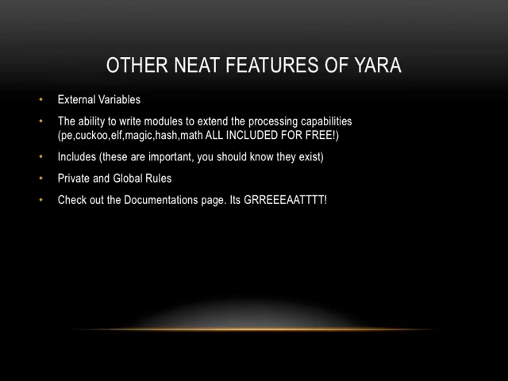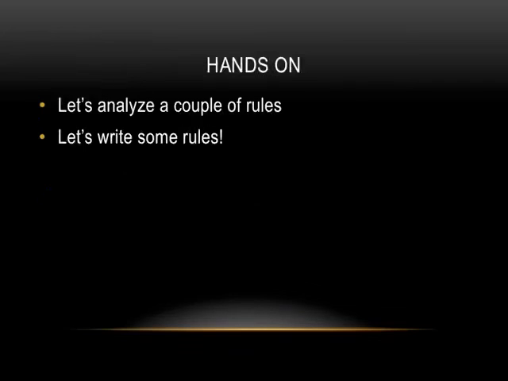You can write private and global rules. Private rules are just rules that if that condition is met for that rule, then continue running other rules. Global rules act almost the same, but it's like a blanket rule. Check out the documentation. I think YARA is one of the best documented free open source tools out there. All right, so let's stop talking theory and see if we can look at some actual YARA rules today.